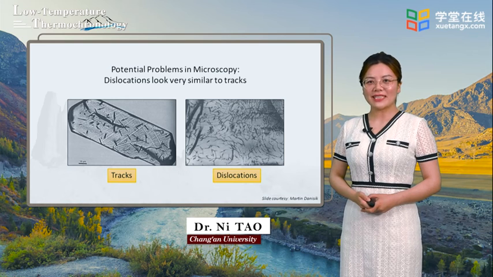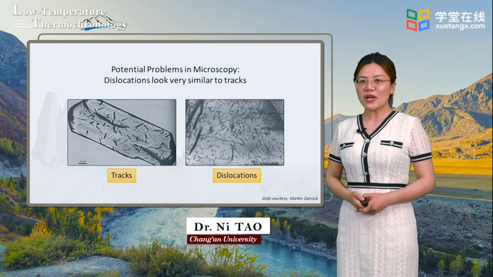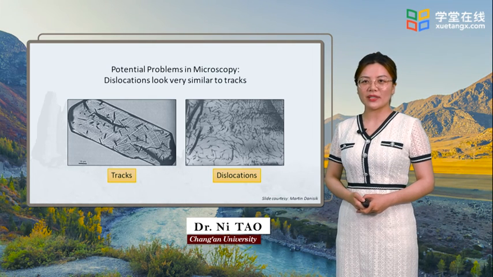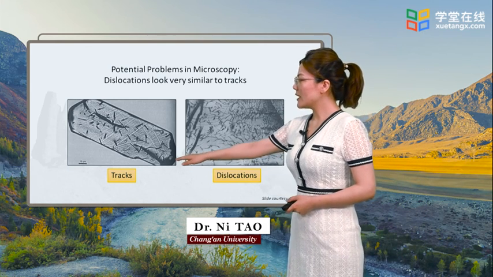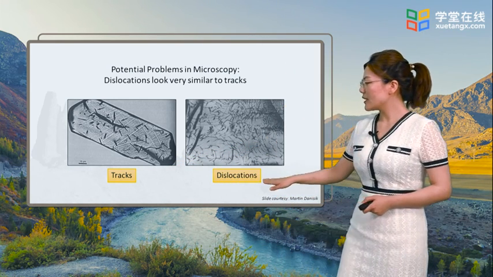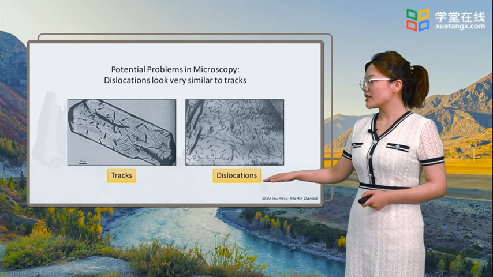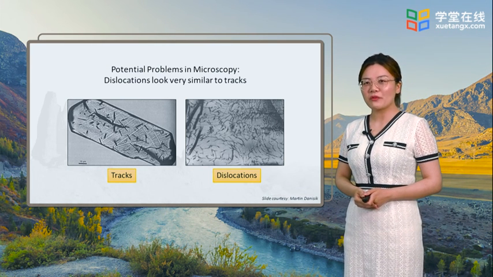It should be noted that not every feature in an etched mount is a fission track. To distinguish fission tracks from features of other origins is of critical importance. Here we have two figures. On the left figure, we have more tracks. On the right figure, we have more dislocations. It is quite important that we can distinguish dislocations from the real tracks.